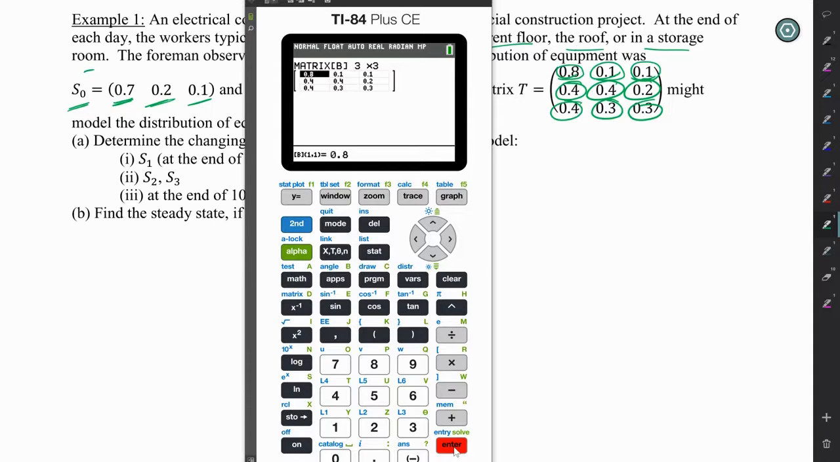Okay, so I'm just going to double check this before I move on. 0.8, 0.1, 0.1, 0.4, 0.4, 0.2, 0.4, 0.3, 0.3. Okay, and you'll notice that my rows add up to 1 because those are the probabilities where everything could be left. So my rows add up to 1 here. So that's another good way to double check yourself to make sure everything's right. So the first thing we want to do is find S sub 1. So in order to find S sub 1, I need to quit to go back to my main screen. I'm going to say, okay, second matrix. I'm going to do matrix A times matrix B.